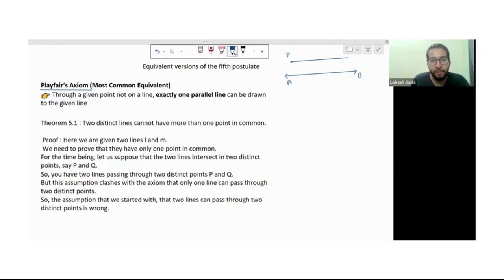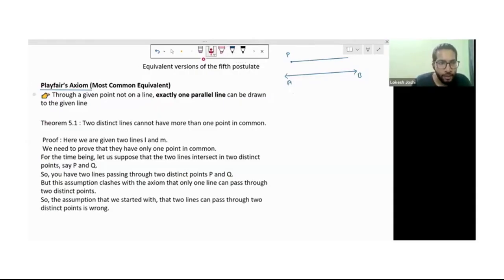Suppose in a case we could draw another parallel line from this P. It will look like that. We think it's parallel, but if we extend it, then it will intersect. So it is not possible according to Playfair's axiom.